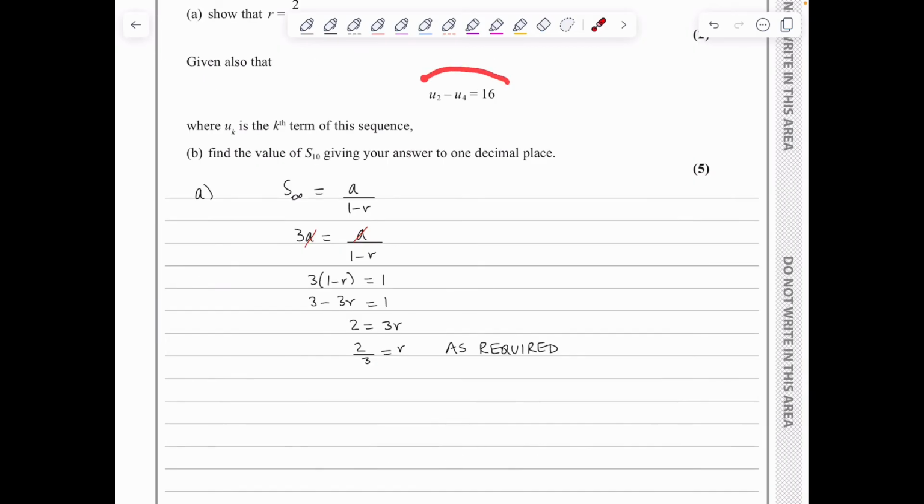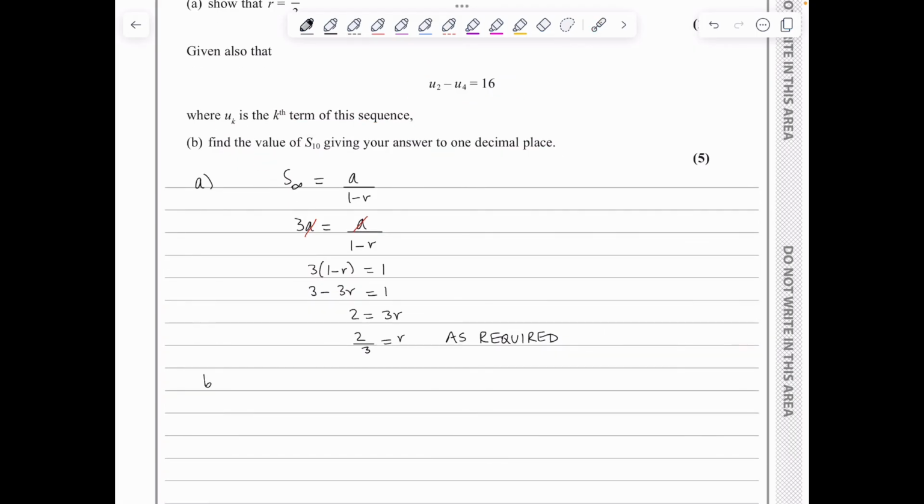We are then told that u2 minus u4 is 16, where uk is the kth term of this sequence, and we need to find the value of S10, giving our answer to 1 decimal place. Well, let's start by reminding ourselves that the nth term of a geometric sequence with first term a and common ratio r is given by a r to the n minus 1, which means that the second term u2 is simply a r, which is 2a over 3, since we have found r to be 2/3. And similarly, u4 is a r cubed, which is a times 2 over 3 to the power of 3, which gives an answer of 8a over 27.